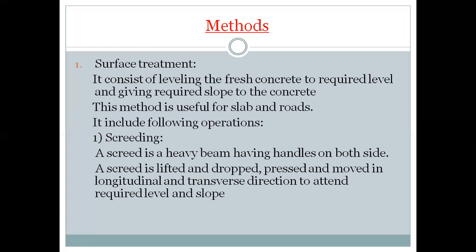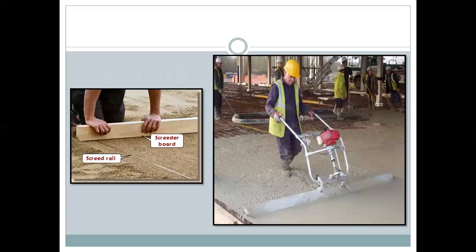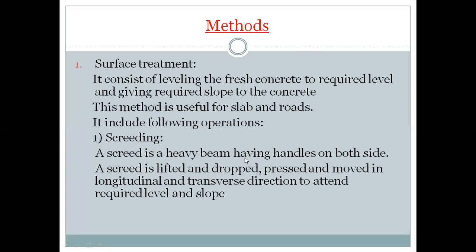First one is screeding. A screed is a heavy beam having handles on both sides. A screed is lifted and dropped, pressed and moved in longitudinal and transverse directions to attain the required level and slope. So first we go through the method of screeding. Screeding is nothing but a heavy beam having handles on both sides, lifted, dropped, pressed and moved longitudinally and transversely to attain the required level and slope.